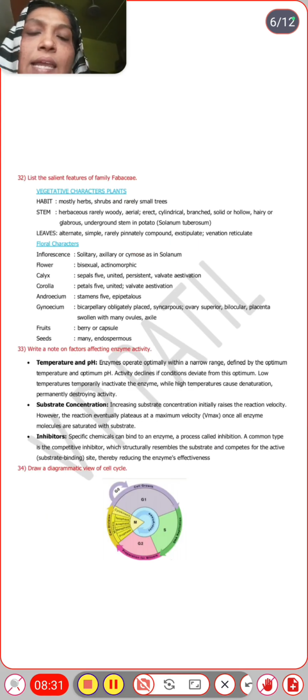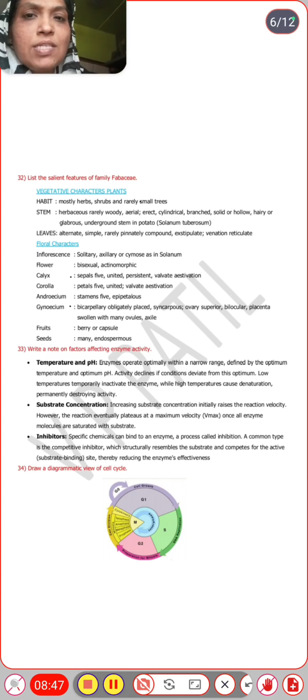Next, list any salient feature of family Fabaceae. Vegetative characters, you should write down vegetative characters and floral characters: inflorescence, flower, calyx, corolla, androecium, gynoecium, fruits and seeds. Okay, if you want, just note down these answers.